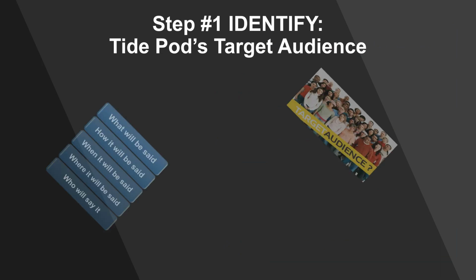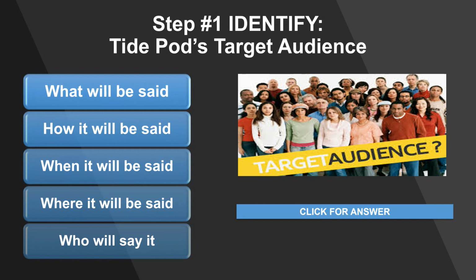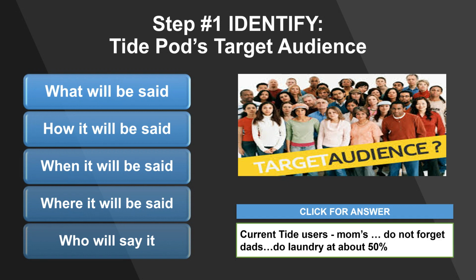The first step is identifying the target audience. What will be said, how it will be said, when it will be said, where it will be said, who will say it, are all super critical ways to do that. But you need to identify who the audience is. So based off of the data that the VP gave you, who would you target? Would it be moms? Would it be dads?